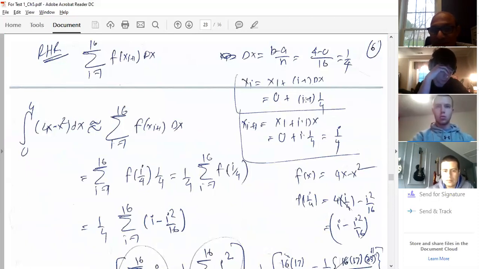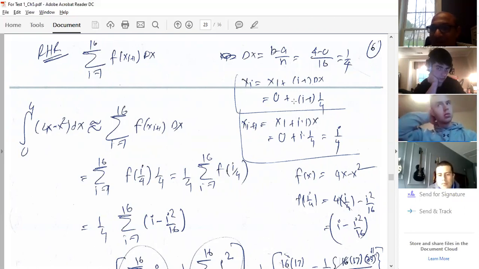You can't change your i because i runs from 1 to 16. It's a partition. i equal to 1 means it's the first partition, 2 second, third, fourth, up to the 16th partition. So don't change it. i minus 1, and delta x is 1/4. Means xi value is i minus 1 divided by 4. Agree?